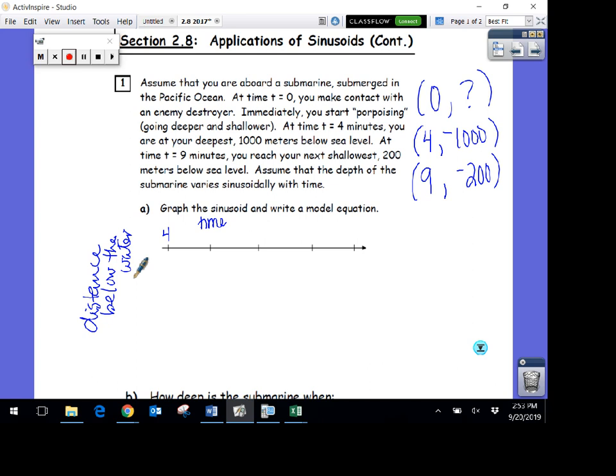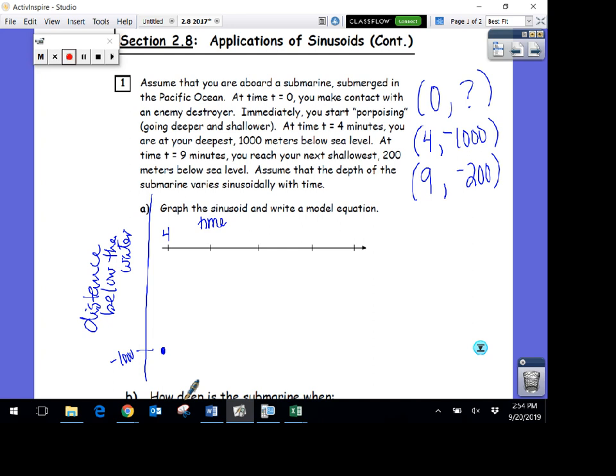Distance below the water. And we can go ahead and draw our y-axis over here to the left of 4. We know that's at negative 1,000, so we can plot that point right there. And that's the lowest, the deepest, yes. Oh, that's a good point. So we could just say distance. Yep, just distance would be okay right there. Distance below, we could say distance below sea level. So, yeah, maybe just distance would be better right there.